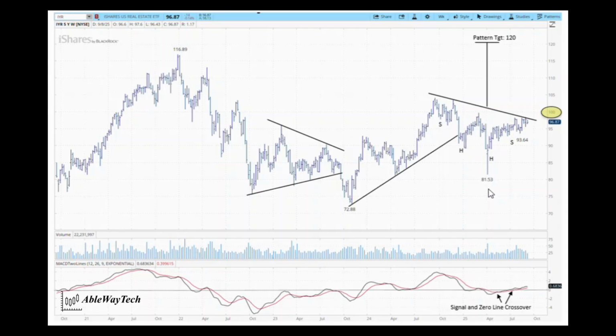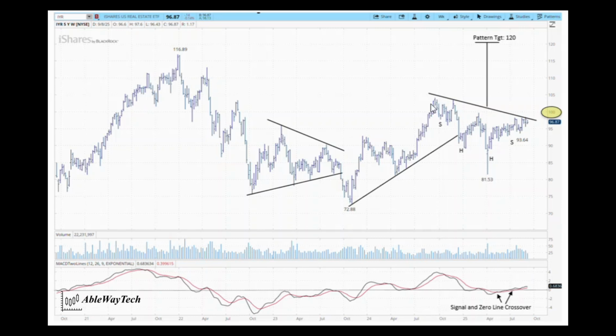But first, let's note how this recent rally off this April low of 81.53 up to here has led to a signal line cross of the MACD, where the MACD crossed its own 9-period EMA right here, and then also a zero line crossover signifying the moving average crossover as well. So confirmation with the MACD showing a sign of bullishness and that this trend is picking up some momentum.